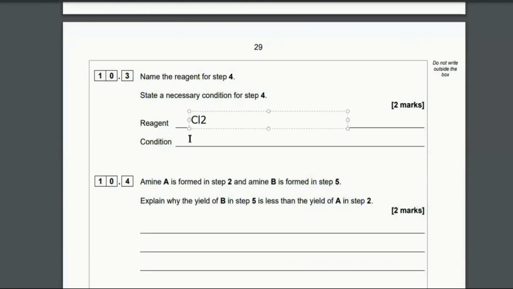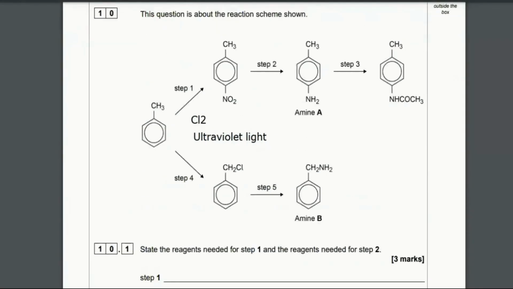Okay, state a necessary condition for step 4. Well, the reagent's chlorine and the condition is ultraviolet light. We're going from an alkane, like methylbenzene here, and we're doing free radical substitution to form a halogenoalkane, like chloromethylbenzene at the end of step 4.